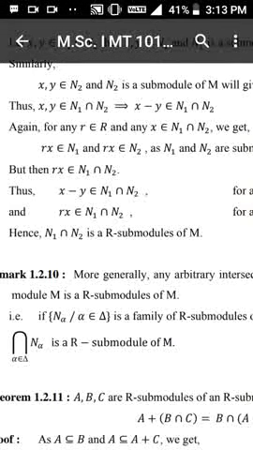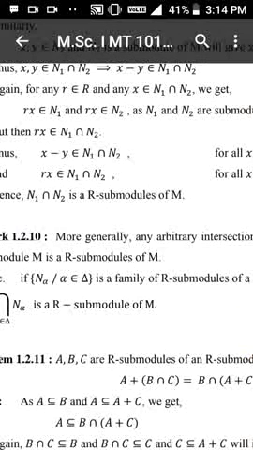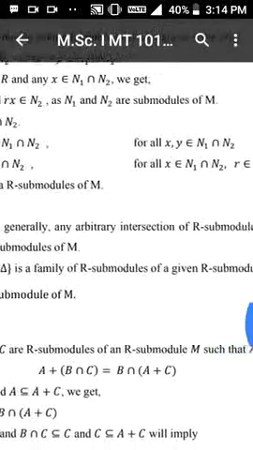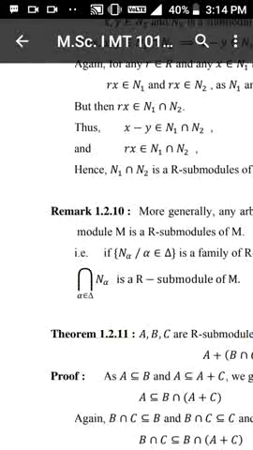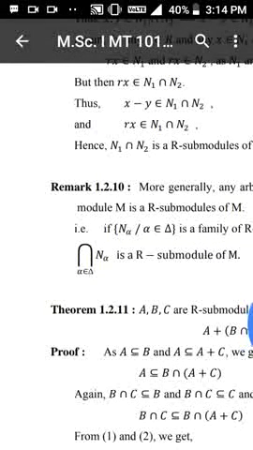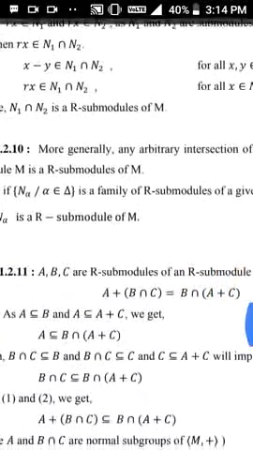Again, for any r belonging to R and any x belonging to N1 intersection N2, we get r x belongs to N1 and r x belongs to N2, as N1 and N2 are submodules of M. But then r x belongs to N1 intersection N2. Thus x minus y belongs to N1 intersection N2 and r x belongs to N1 intersection N2. Hence, N1 intersection N2 is a submodule of M.